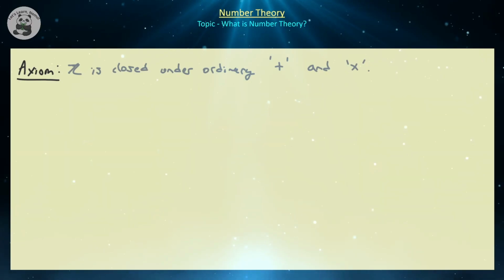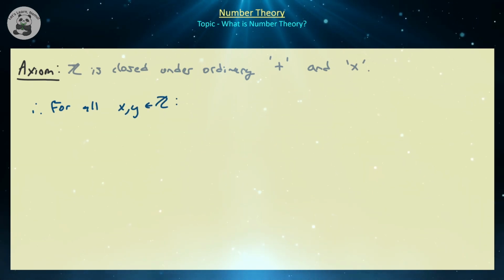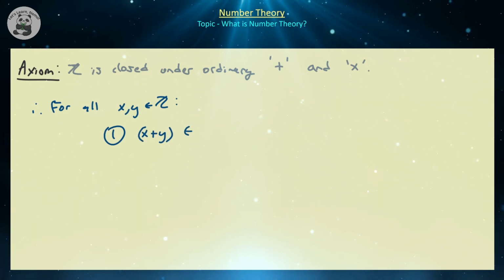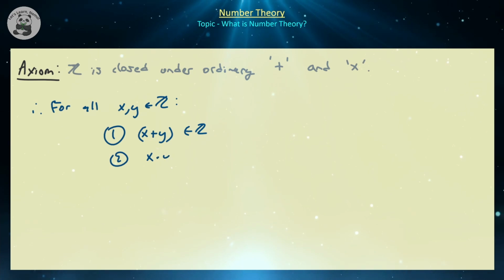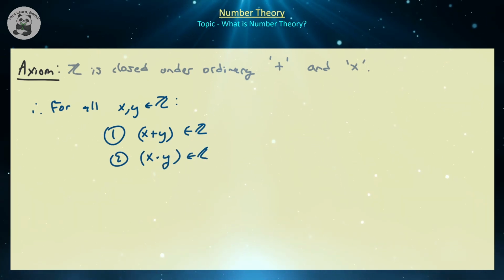The next principle that we're going to use to set the stage for a lot of the basic theorems, at least for this introductory video to number theory, is this axiom which states that the set of integers Z is going to be closed under ordinary addition and ordinary multiplication. So what exactly does that mean? That means for all numbers x, y in the set of integers, we have two properties. The addition of two integers will always be an integer, and the multiplication of two integers also will be an integer as well. So we're just going to be taking this as an axiom.